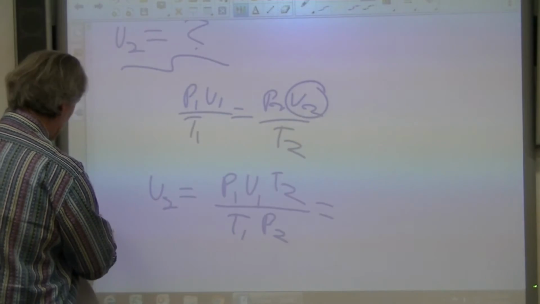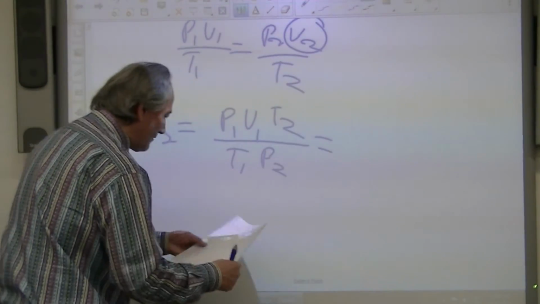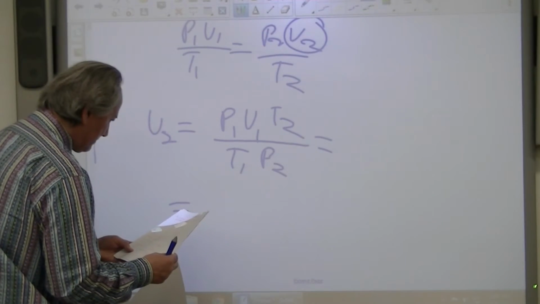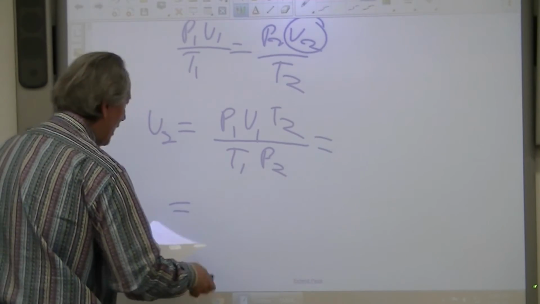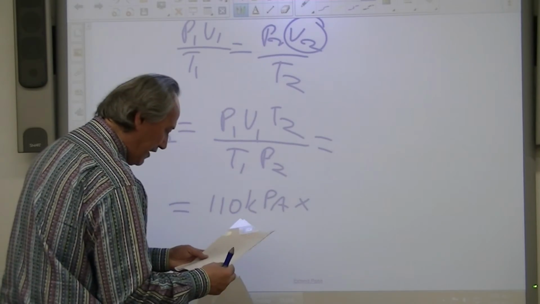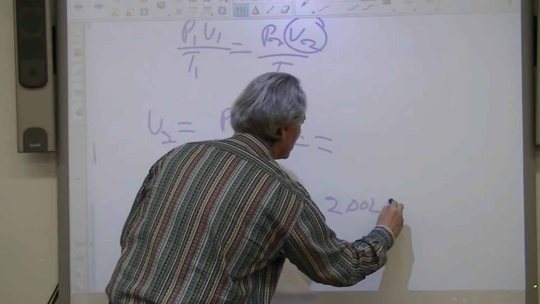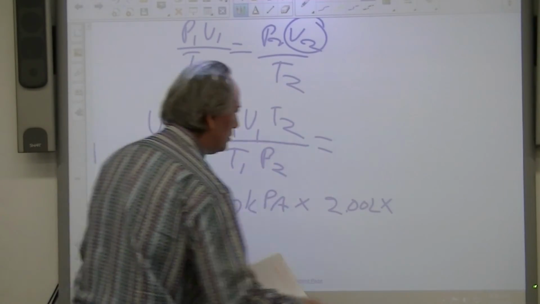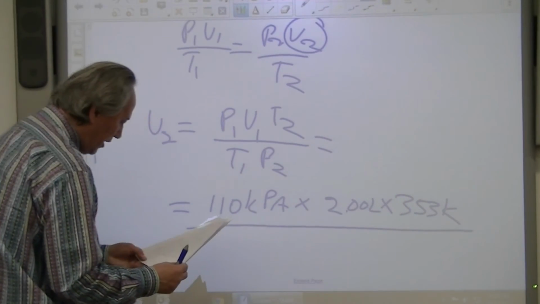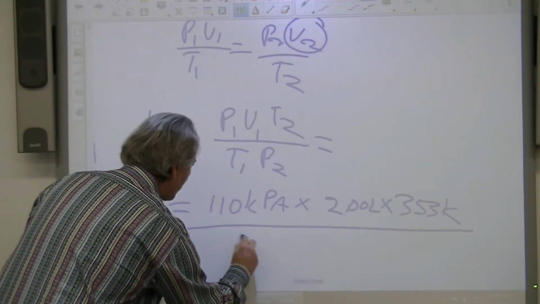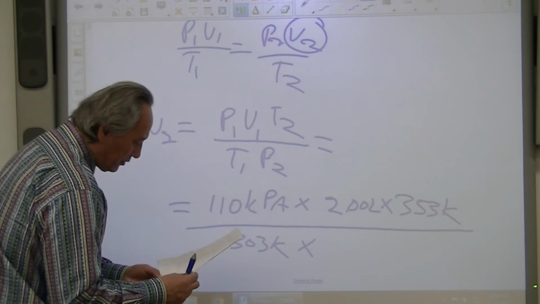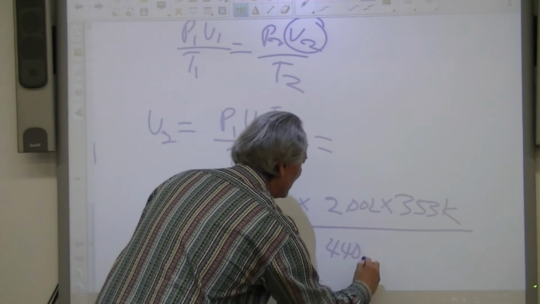Now let's go ahead and plug in the data that was given to us originally in the problem. We need a little more room, so I'm going to write it directly below this. So equals, P1 was in fact 110 kilopascals times V1. V1 was given as 2.00 liters times T2, and T2 was in fact 353 Kelvin. So far, so good. Let's do the denominator, T1. T1 was expressed at 303 Kelvin times P2, and P2 was expressed at 440 kilopascals.